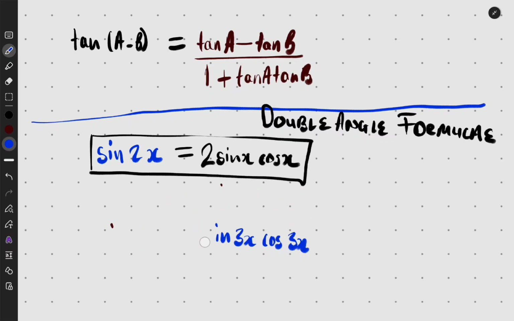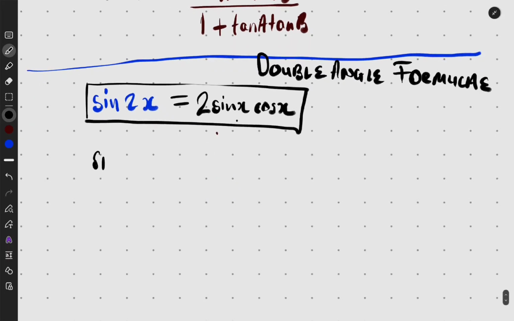Now, we only put this one form, but you must know that it means a lot. If you had sine 8x, you can just make it 2 sine 4x cos 4x. Then you can even do it for 4x again and go down and so on. Okay, so this is the double angle for sine. Now, the double angle for cos. Cos 2x has three forms.